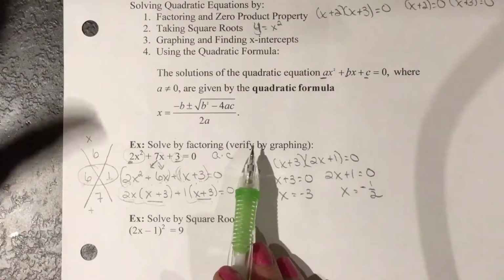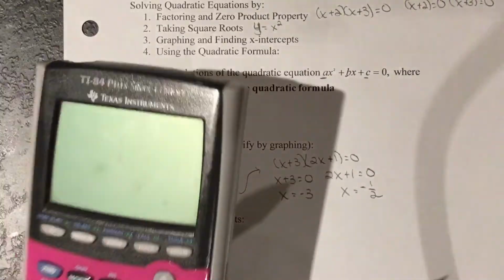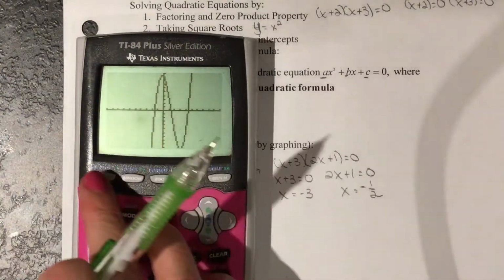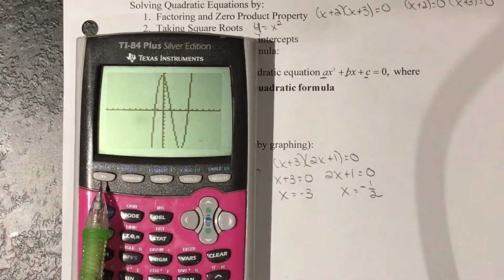It says here to verify by graphing. So we're going to pull out our calculator. We're going to clear out, and I'm going to go to the y equals button.